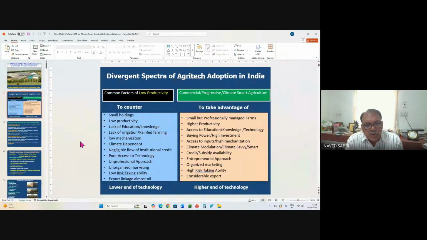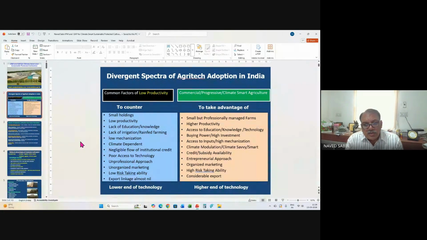And similarly, unprofessional approach, unorganized marketing, low risk-taking abilities, and poor export linkages or almost nil export linkages. So whatever is increasing the productivity in terms of knowledge, resource, professionalism, and the market is not available in the traditional systems of the agriculture.